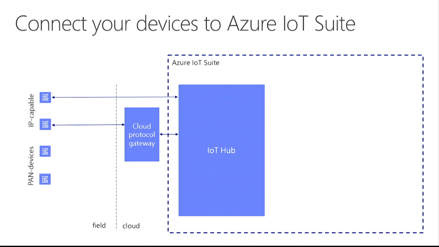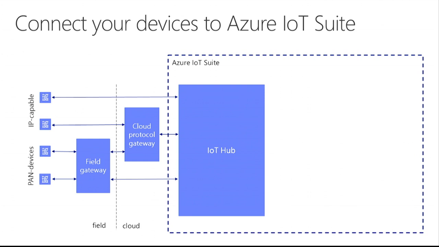Other devices that cannot connect to an IP network might need to have other devices to mediate for them. Those devices are called field gateways, and they're basically used to mediate the communications between low power and non-IP capable devices with the cloud.